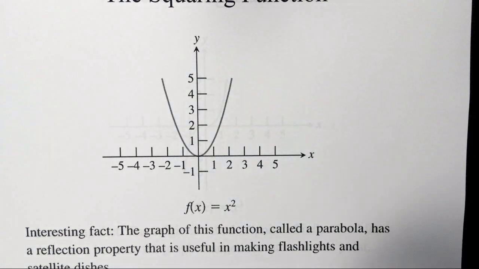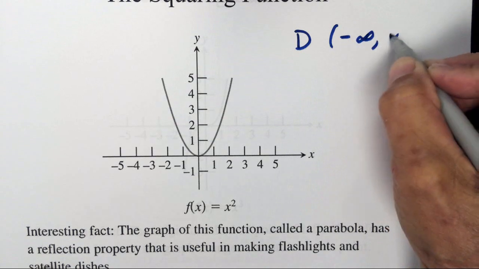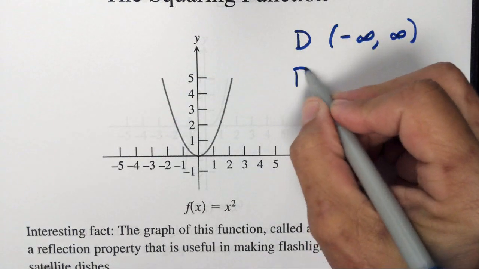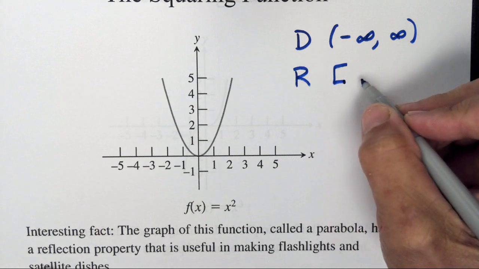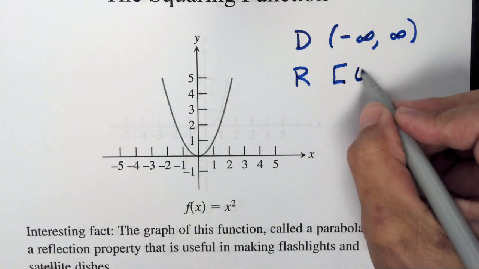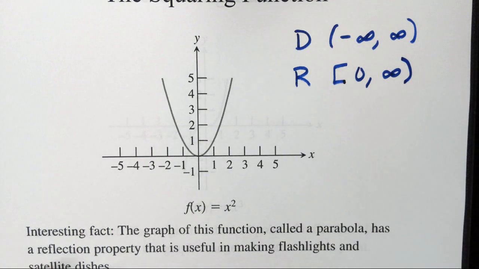All real numbers. So our domain is -infinity to infinity, all real numbers. What is our range? Greater than or equal to 0. That's what we're going to say. That's what we're going to think. But what are we going to write? 0 to positive infinity. Should I have a bracket on the 0? Yes, because the 0 is included.